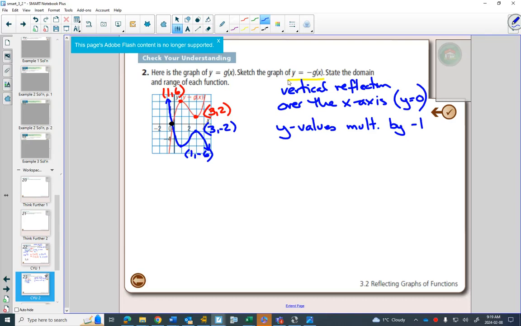Okay? So what would happen as a question on an exam? They might say, where does the graph of g of x and -g of x intersect? And you'd have to think about that and understand that that's the point.